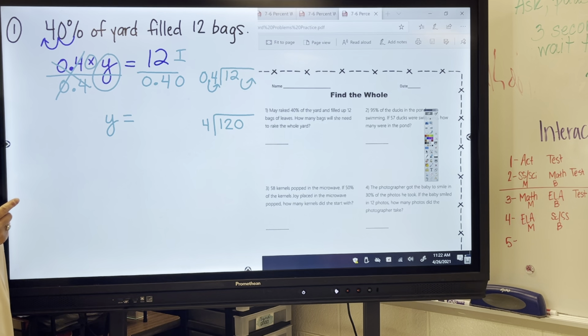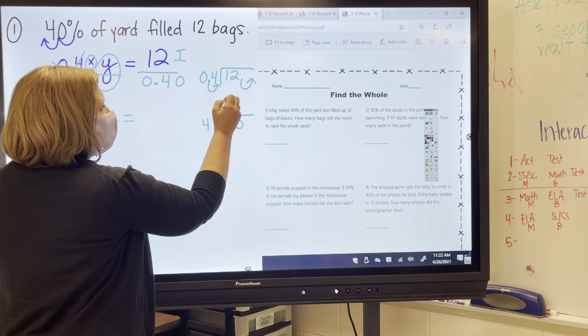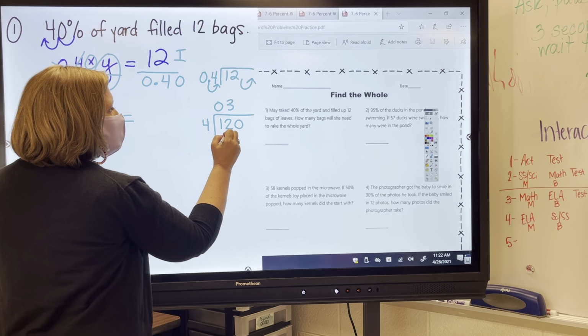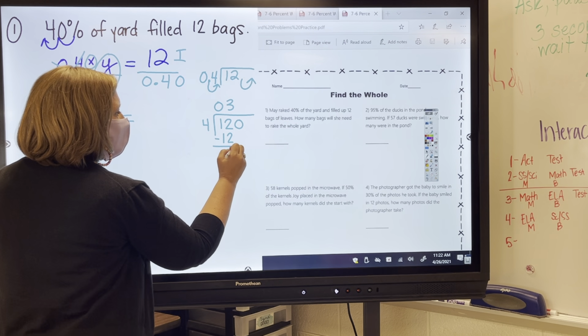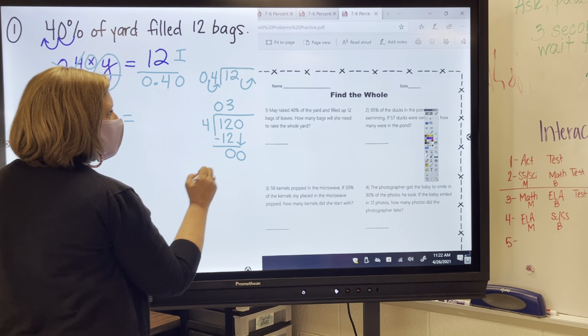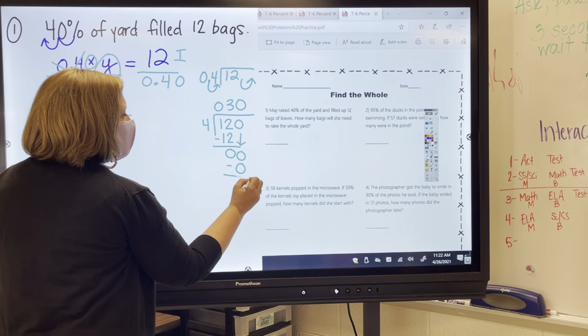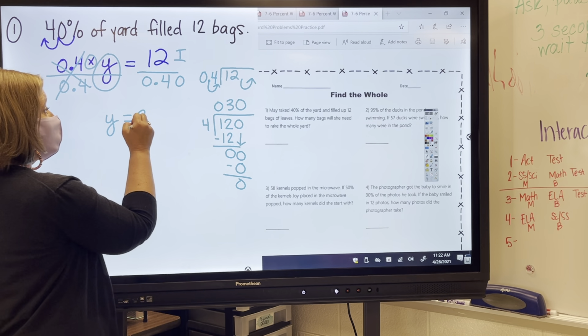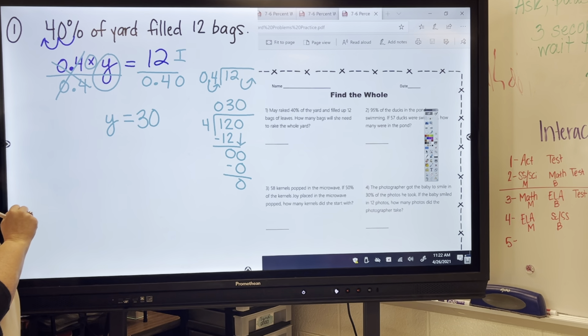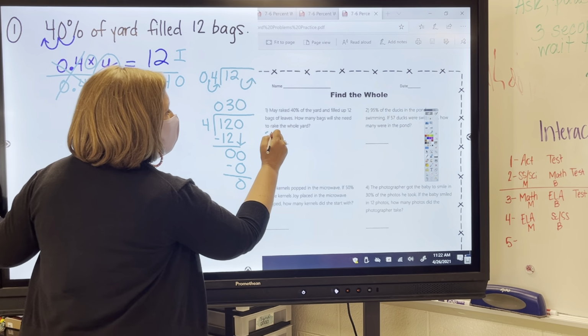How many times will 4 go into 12? 3 times. 3 times 4 is 12. Then you've got to bring down the 0 first. How many times will 4 go into 0? So, the whole yard is how many? 30 what? Bags.